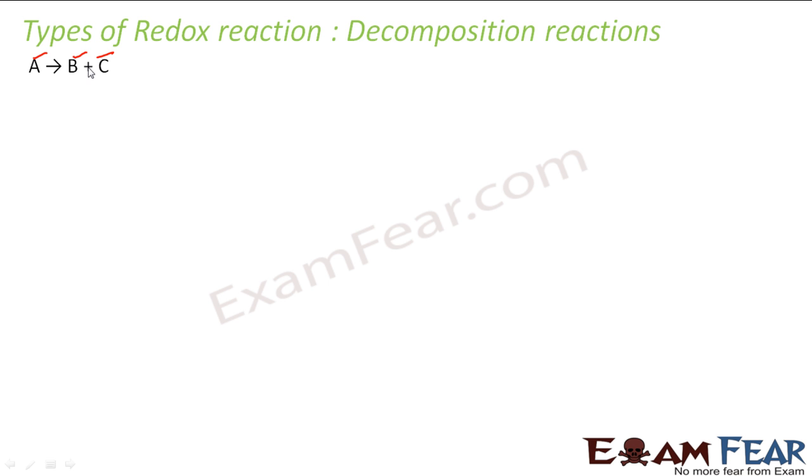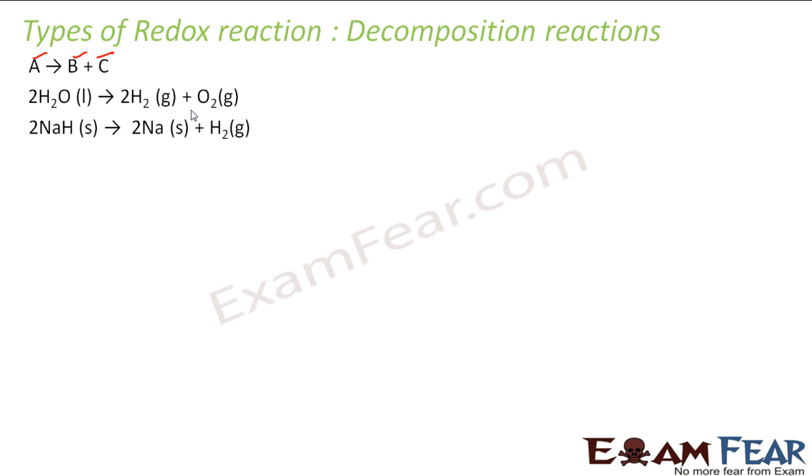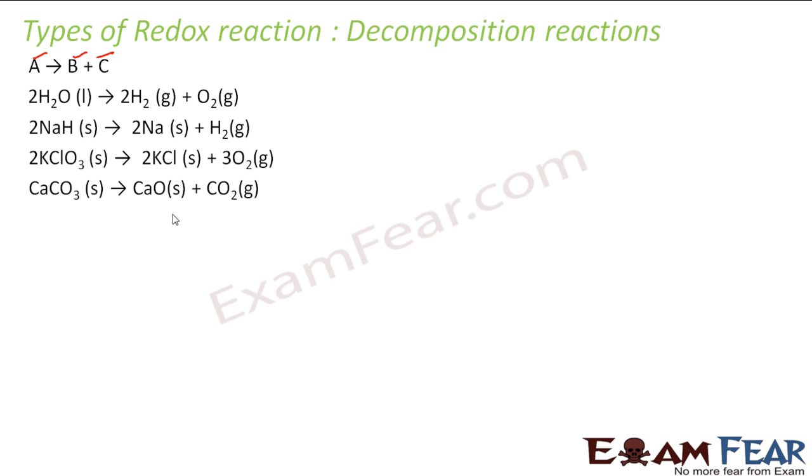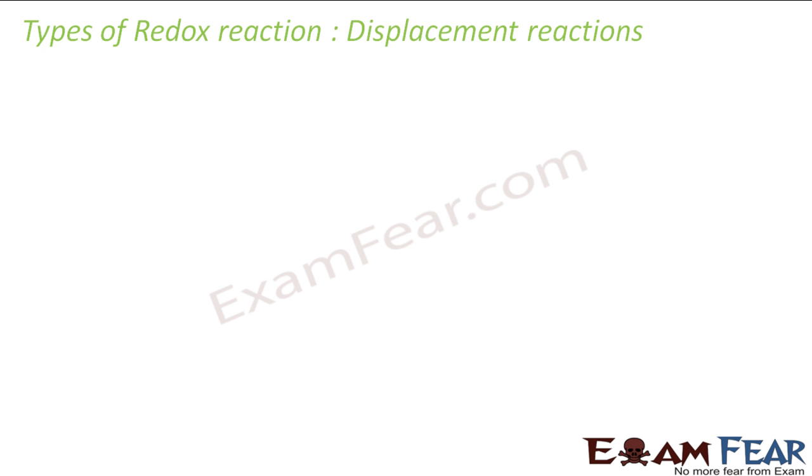Then another reaction is decomposition reaction, where from A you get B and C. It breaks. For example, water, if you break it, gives hydrogen and oxygen. NaH, if you break it, gives sodium and hydrogen gas. KClO3, if you break it, you get KCl and oxygen. CaCO3, if you break it, you get CaO and CO2.